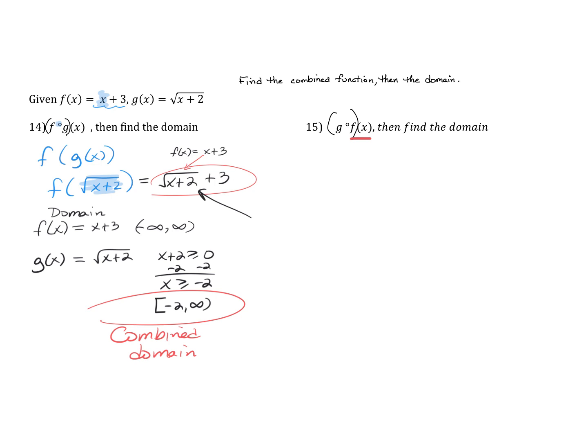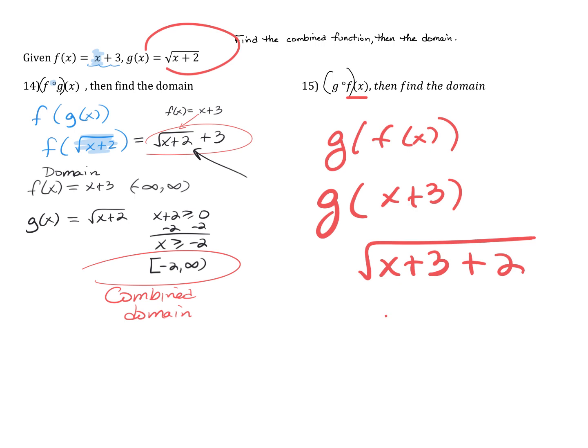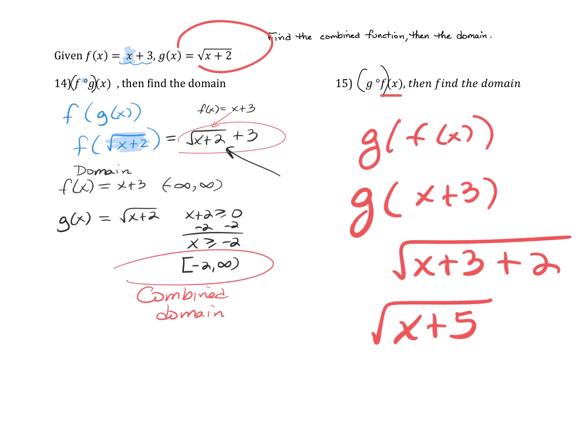So let's go ahead, and now we're taking the f of x function, and it's going in as the input. And the f of x function, remember, was the x plus 3. So I'm taking my g of x function, which is the square root of x plus 2. So I'm going to put x plus 3 plus 2 under the radical. I can combine, and it becomes x plus 5. So this is the combined function.